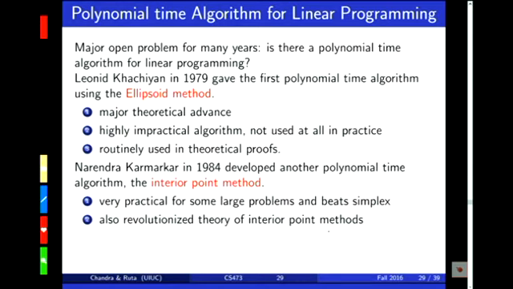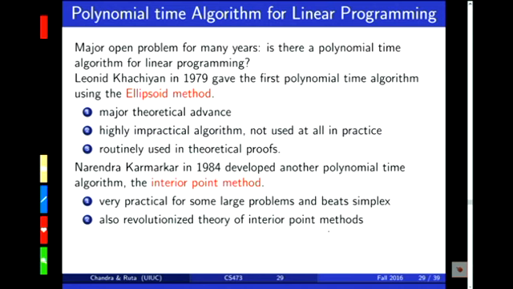Narendra Karmarkar in 1984 gave another polynomial time algorithm, the interior point method, where you actually move inside the interior of the polytope. And this is a practical algorithm for large problems. Sometimes it beats simplex.